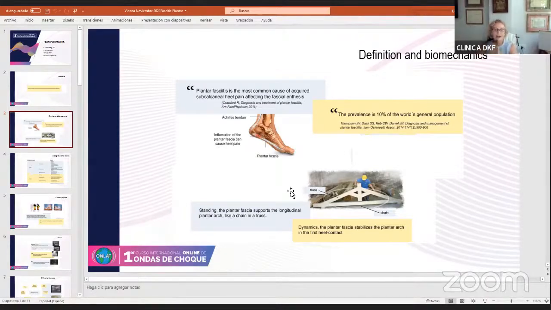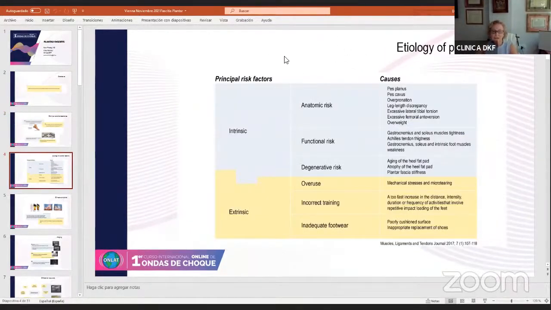The plantar fascia, by standing, supports the longitudinal plantar arc like a chain in a truss, and in dynamics, it stabilizes the plantar arc in the first heel contact. We have different risk factors, intrinsic risk factors in relationship to the anatomic variation of our foot, planus, cavus, overpronation, also discrepancy in the leg length, and excessive lateral tibial torsion or femoral anteversion.